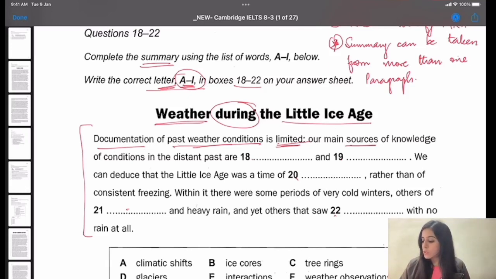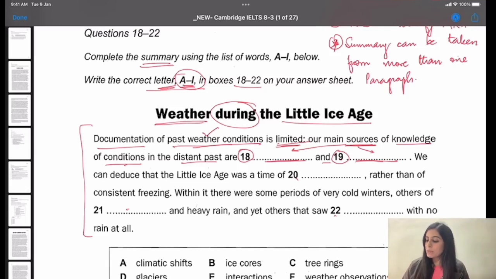Our main sources of knowledge of conditions. Here the conditions they're talking about are the weather conditions in the distant past, are from dash and dash. So these two blanks, 18 and 19, are basically talking about the main sources. This is how you have to predict the answer, or predict what could be in the blank.